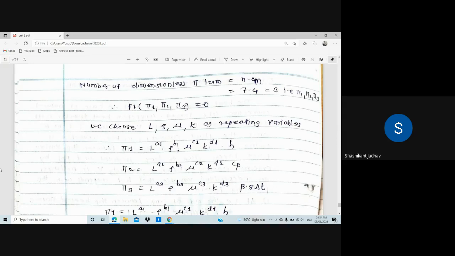Okay, then we have to select the repeating variables. As we know, we have to select the first geometric property, then the flow property, and then the fluid property. So L, rho, mu, and then K as a repeating variable. So how many repeating variables are there? M repeating variables are there, and M is nothing but 4. So we choose L, rho, mu, K as repeating variables.